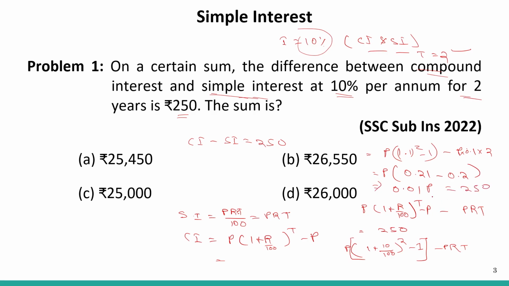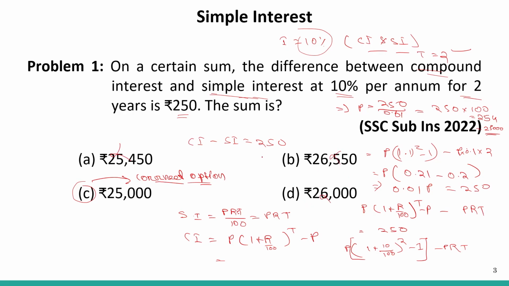This implies that P is equal to 250 by 0.01, which is 250 into 100, equal to 25,000. So 25,000, that is option C, the only correct option here. B, A and D are wrong answers.